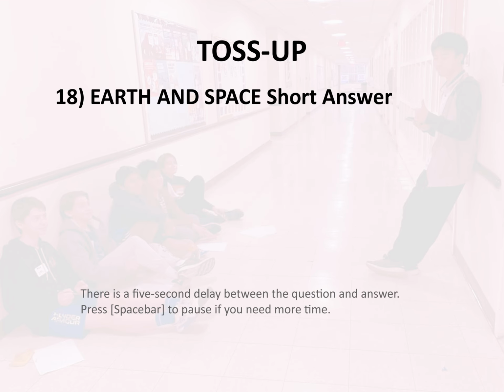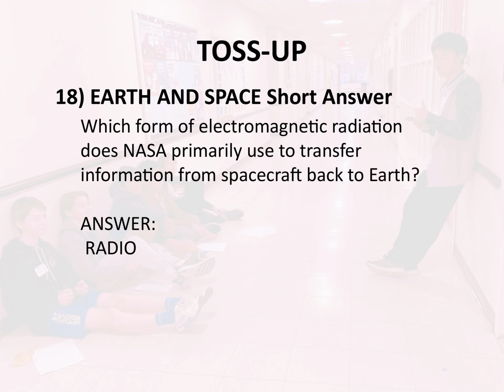Toss-up 18. Earth and space. Short answer. Which form of electromagnetic radiation does NASA primarily use to transfer information from spacecraft back to Earth? Answer. Radio.